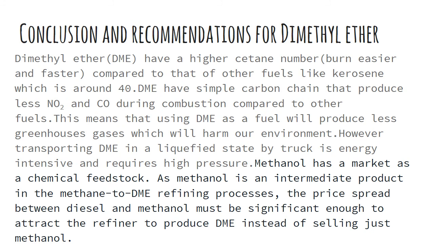Dimethyl ether has a higher cetane number and it burns easier and faster compared to other fuels like kerosene, which is around 40. DME has a simple carbon chain that produces less NO2 and CO during combustion compared to other fuels. This means that using DME as a fuel will produce less greenhouse gases which will harm our environment. However, transporting DME in a liquefied state by truck is energy intensive and requires high pressure.